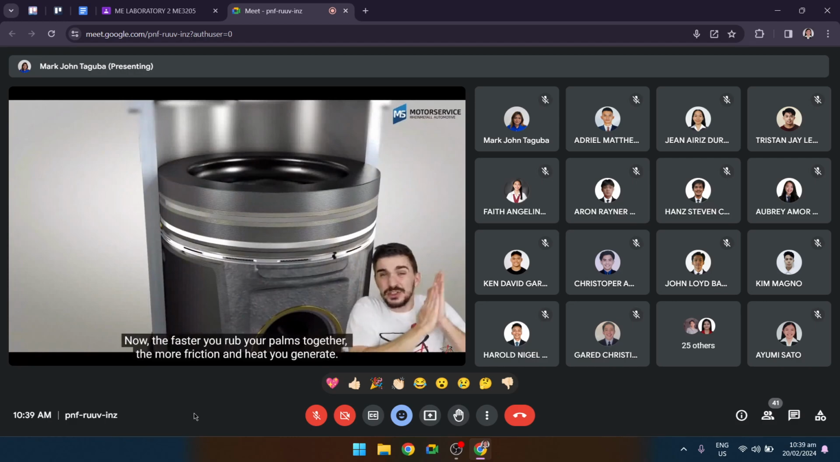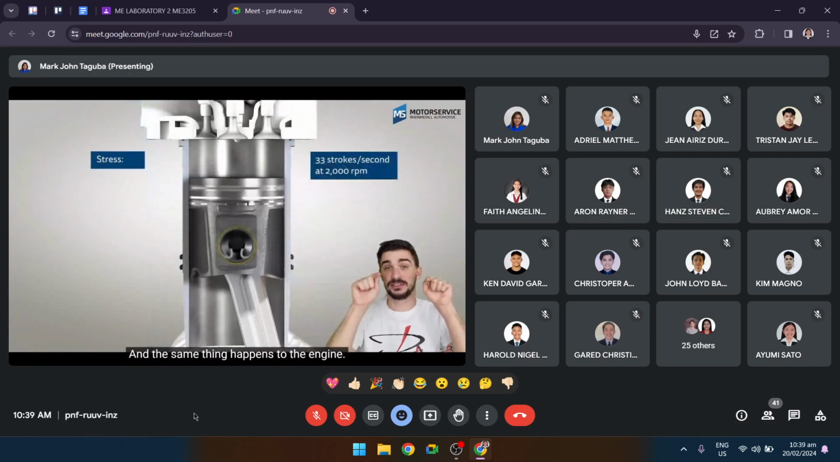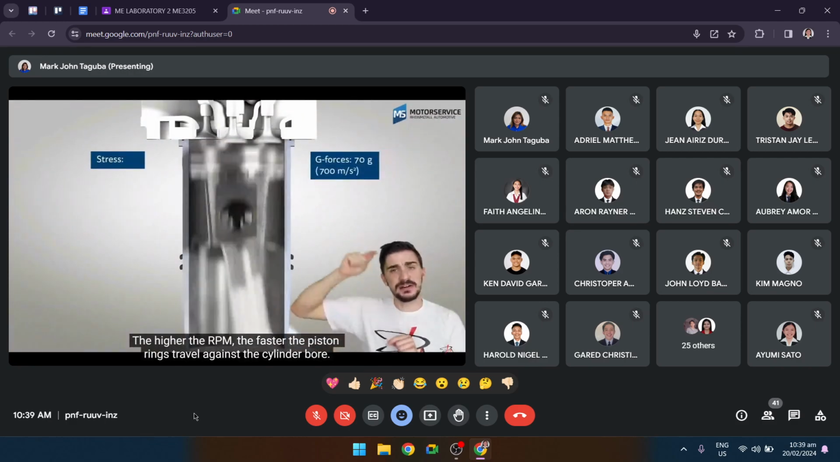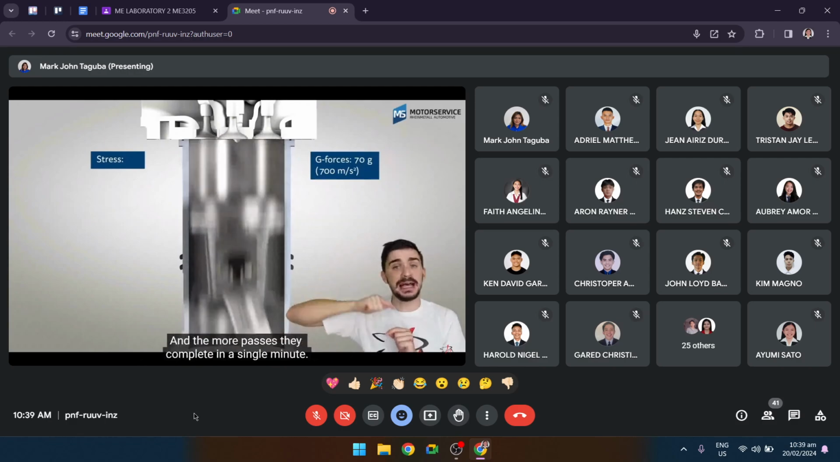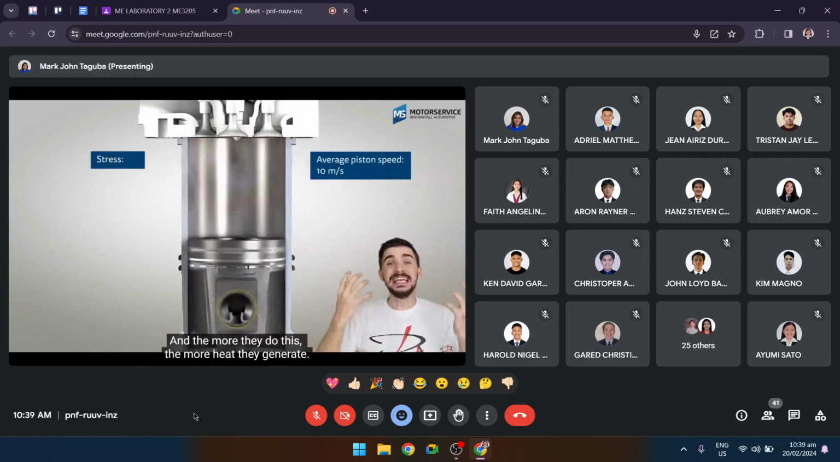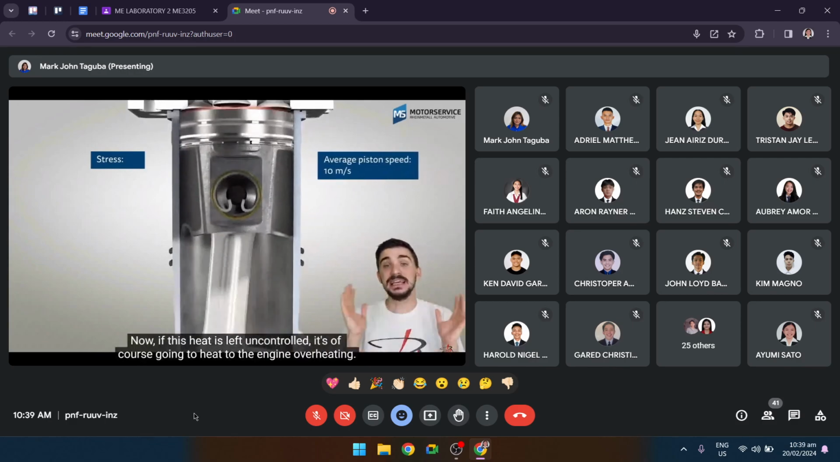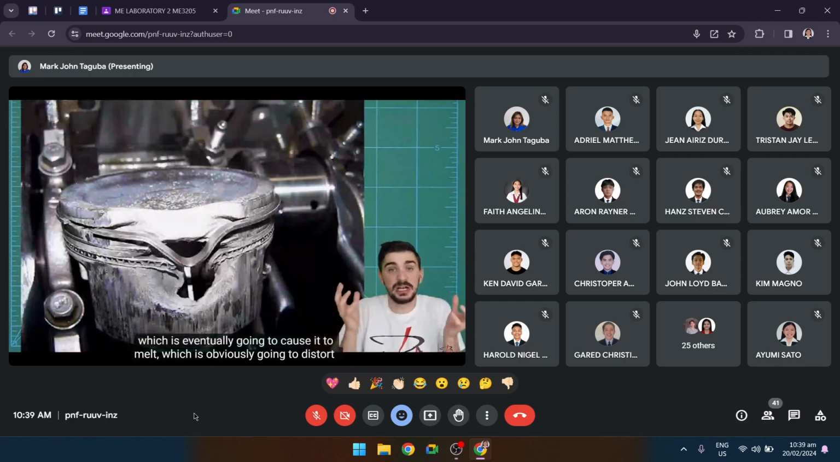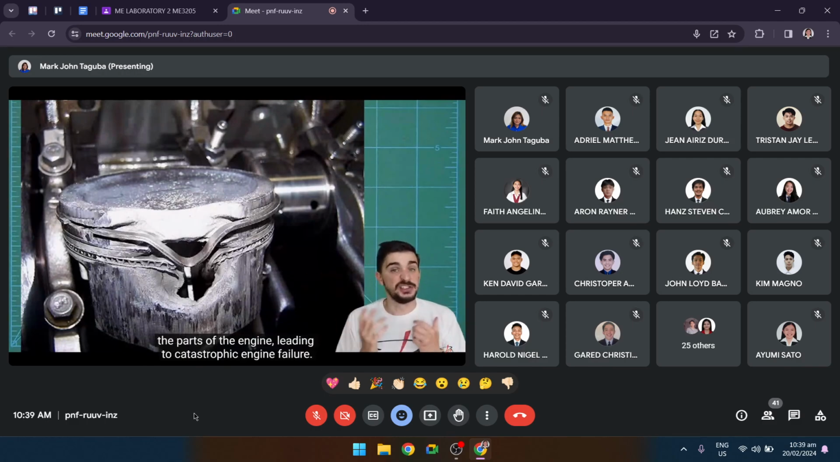Now, the faster you rub your palms together, the more friction and heat you generate. And the same thing happens to the engine. The higher the RPM, the faster the piston rings travel against the cylinder bore, and the more passes they complete in a single minute. And the more they do this, the more heat they generate. Now, if this heat is left uncontrolled, it's of course going to lead to the engine overheating, which is eventually going to cause it to melt, which is obviously going to distort the parts of the engine, leading to catastrophic engine failure. So how do we control all of this heat?